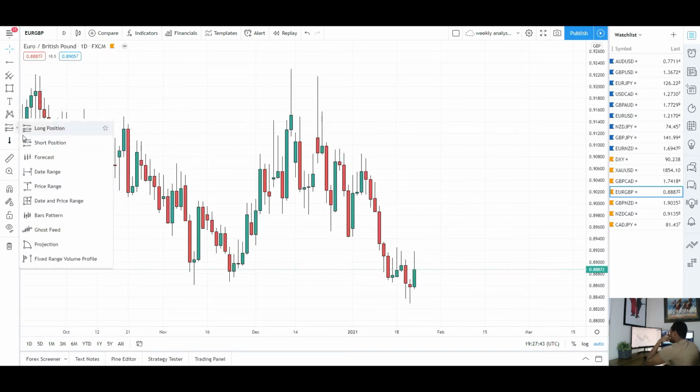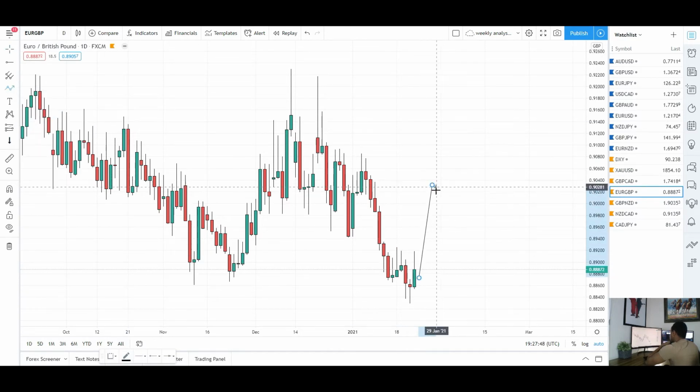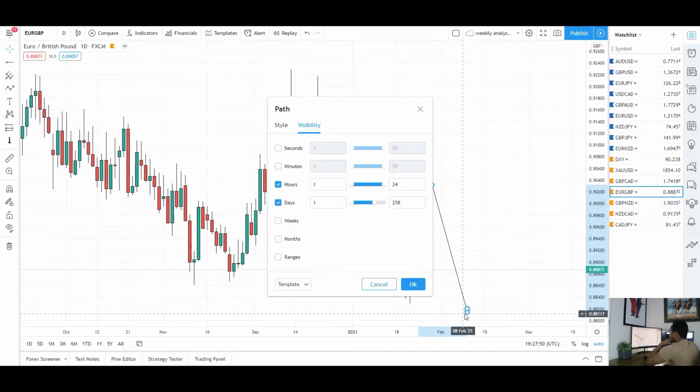But first, for your GBP, probably going to be expecting to see another leg to the upside, get some retracement, and then probably see another push to the downside for this pair.